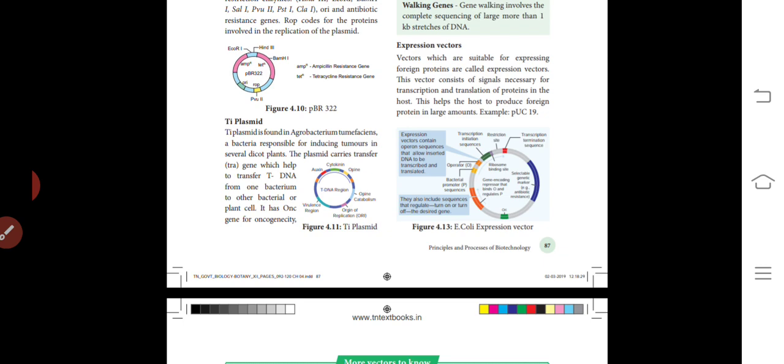So Agrobacterium has integrated plant DNA. So you can see the desirable traits are identified in these plants. The plants carry this plasmid from Agrobacterium tumefaciens. So this bacterium is responsible for the tumors.